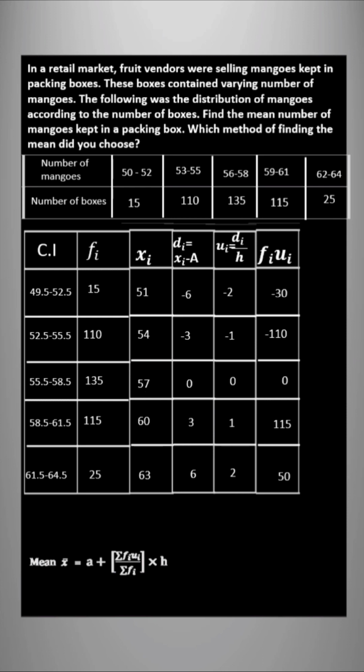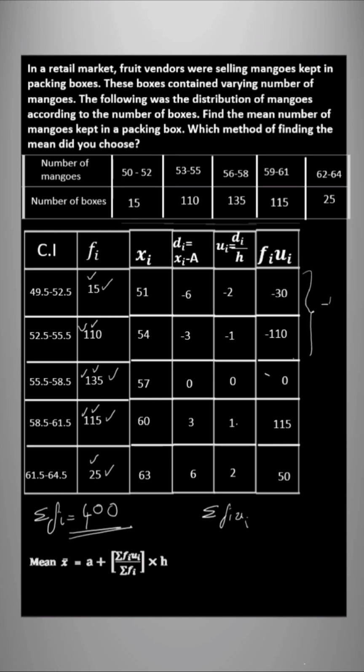Now let us find the sum of all the frequencies, that is summation of fi. 5 plus 5, 10, 10 plus 5, 15, 15 plus 5, 20, carry 2, 1 plus 2, 3, 3 plus 1, 4, 4 plus 3, 7, 7 plus 1, 8, 8 plus 2, 10, carry 1, 1 plus 1, 2, 2 plus 1, 3, 3 plus 1, 4. Now let us find the summation of fi ui. Sum of the negative values, what it is? Minus 140. Sum of positive values, what it is? 165. If we add these two, you will get 25.